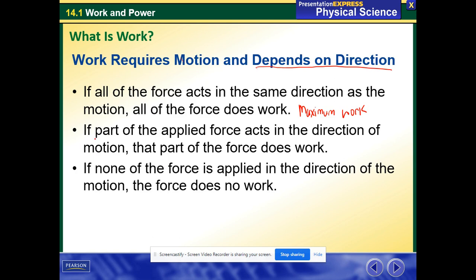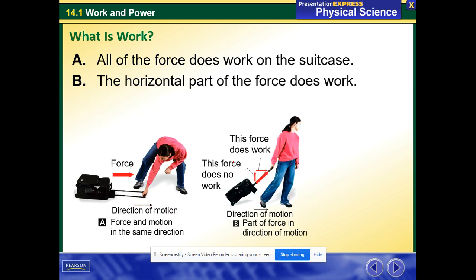The second scenario states if part of the applied force acts in the direction of motion, then only that part is going to do the work. Let's go back to our suitcase example. Note here that instead of sliding the suitcase across the ground, she's carrying it, or in other words, rolling it at a slant. The suitcase's direction of motion is still to the right, but notice her force is different. Not only is she pulling to the right, but she is also pulling up.